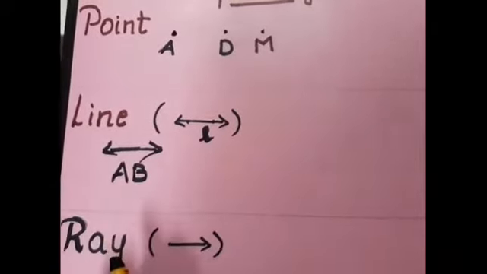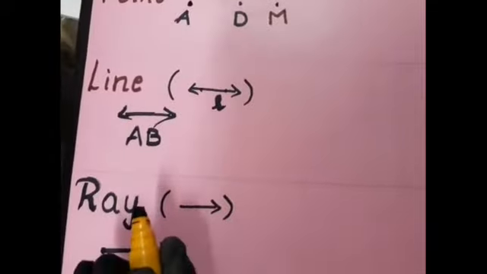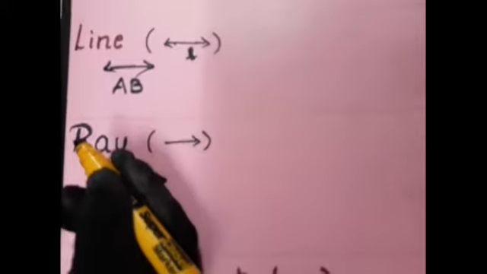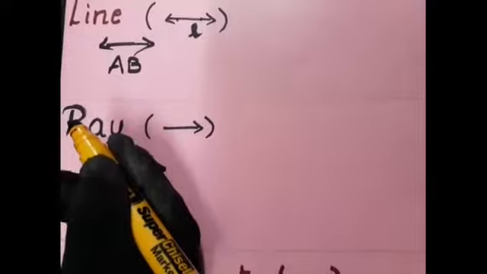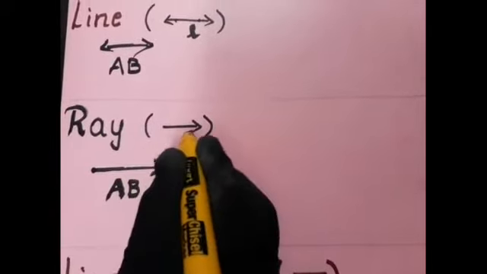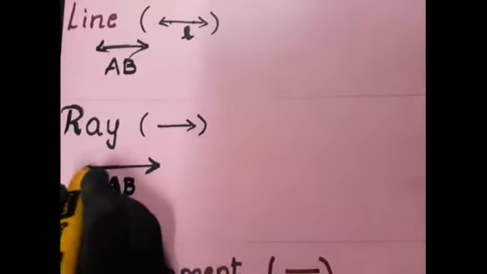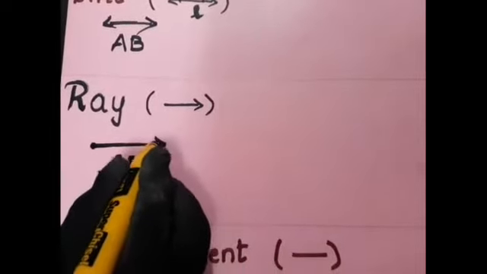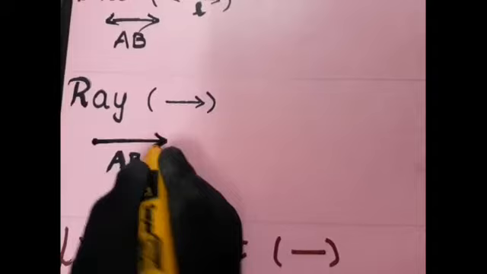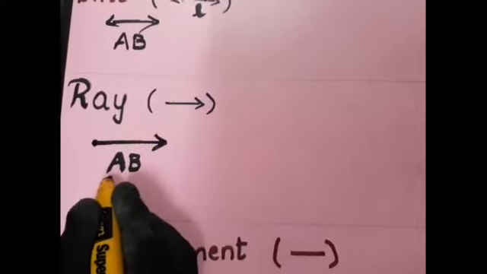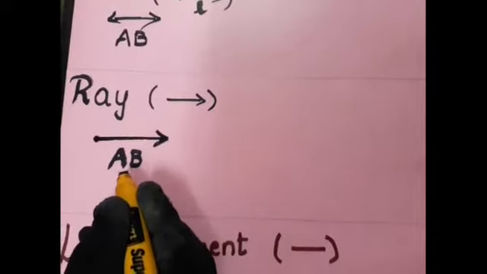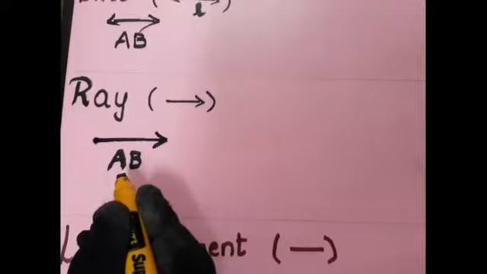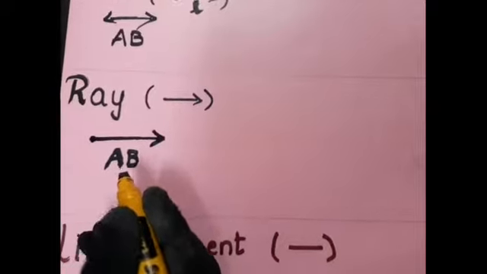Next we'll go to ray. A ray begins with 1 point and extends in only one direction. This is the symbol for ray. It begins with the origin, 1 point, and extends in only one direction. I tell this as ray AB. It has no definite length. It has only 1 point.